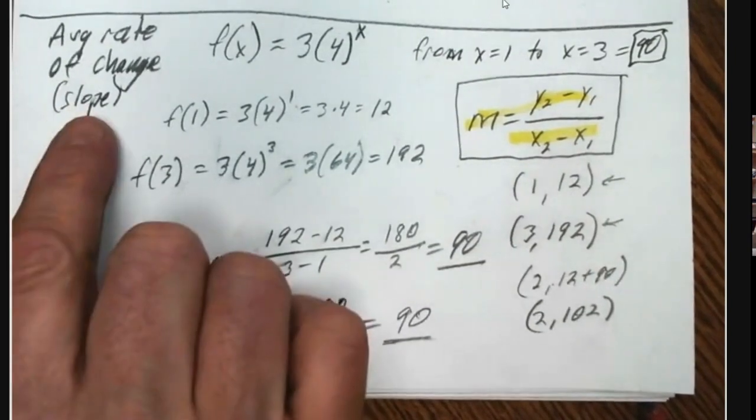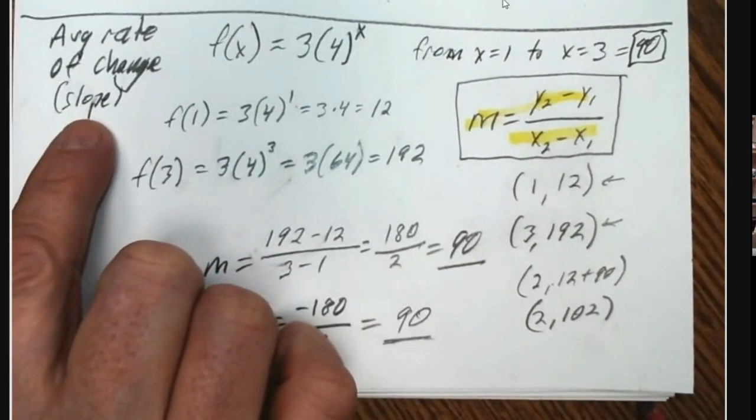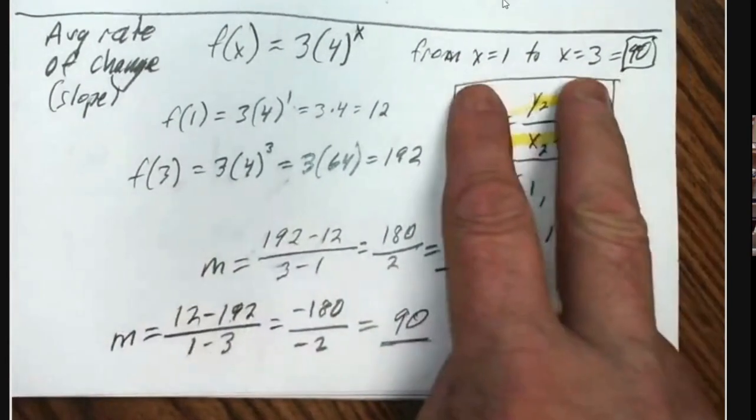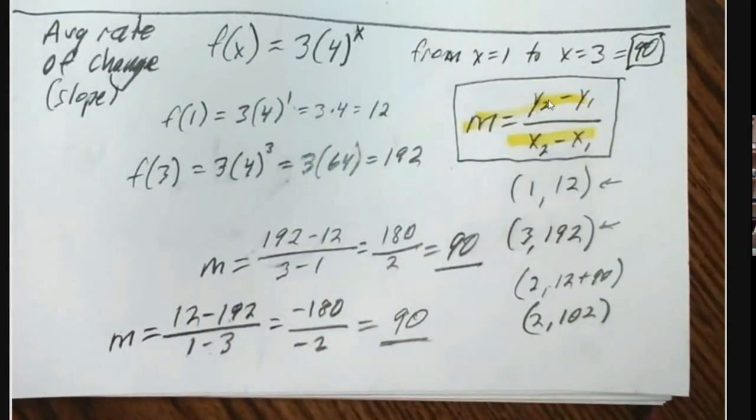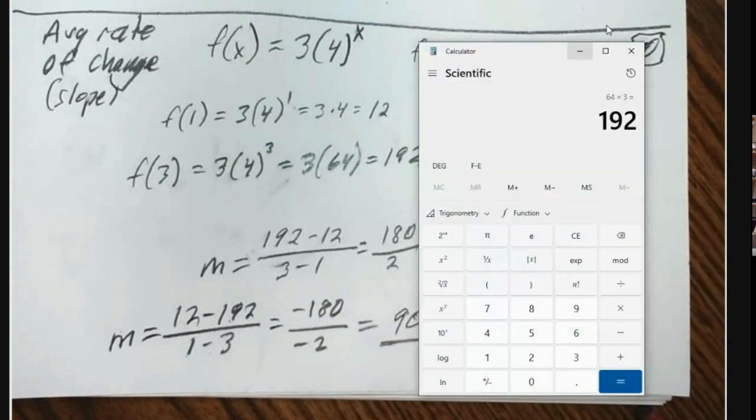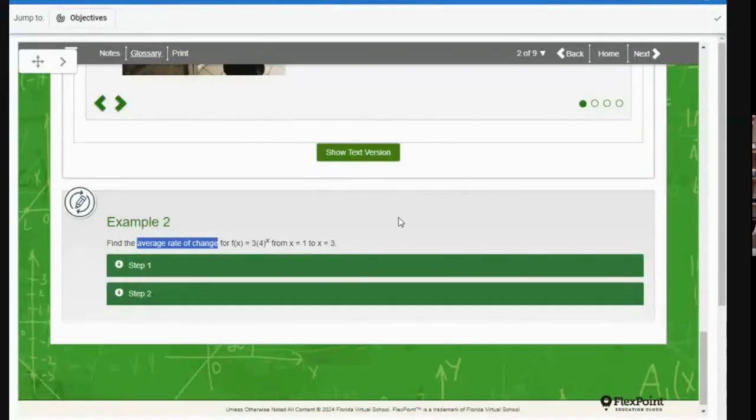But that is the average rate of change or the slope between 2 points. Between 2 points, use the slope formula. All right. Let's go back to here.